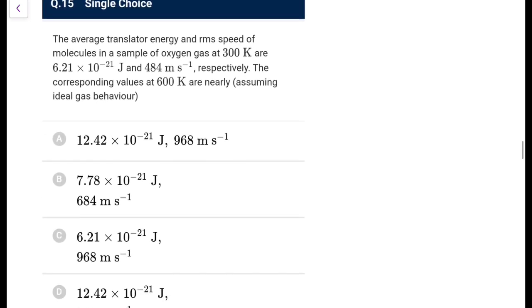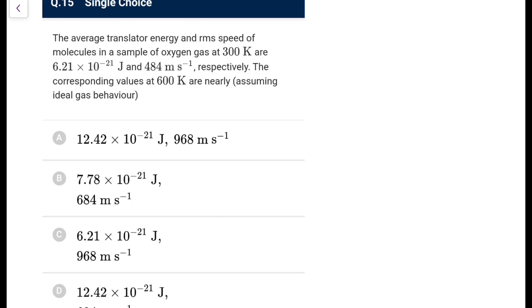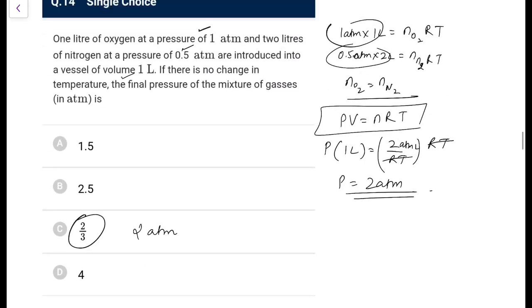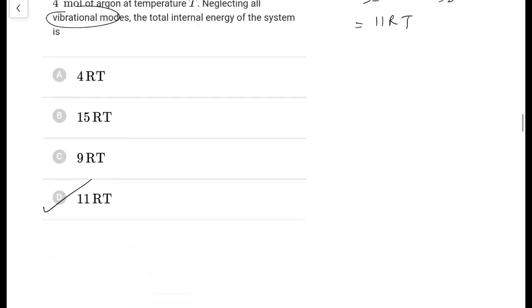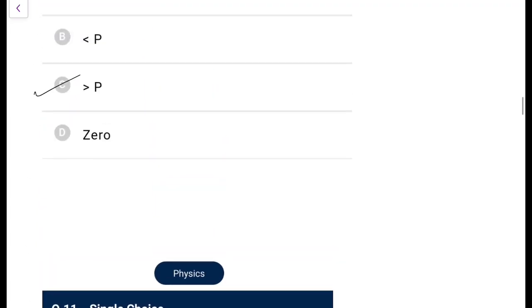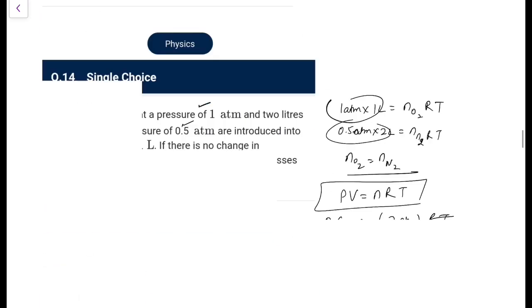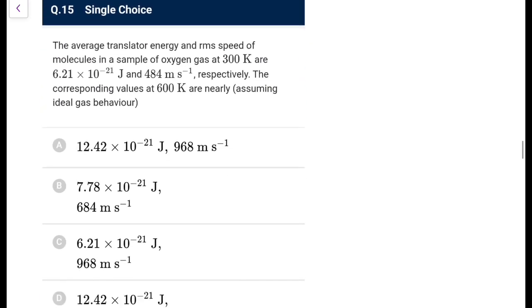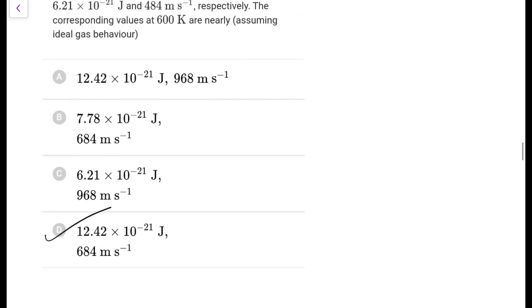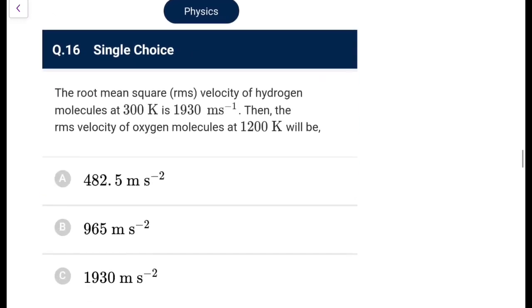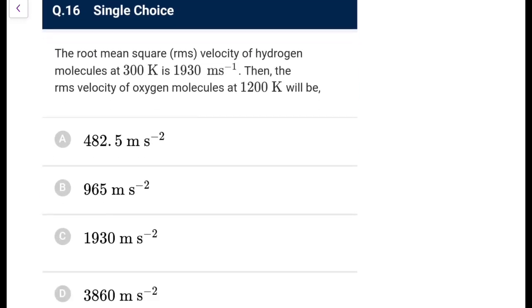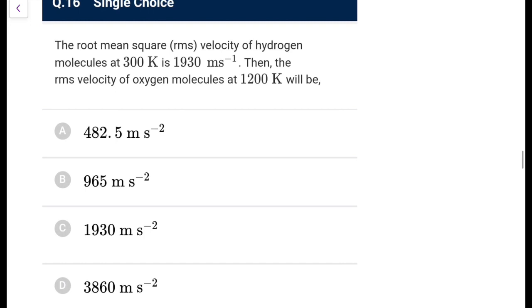Next one, the average translational kinetic energy and speed. I think this is a repeated one. We did it, or it was some mistake on my end. I think we did this question. Okay, this was question number 9. I think this is the same one. So no point, we remember the result, it would be option D. So repeated question.